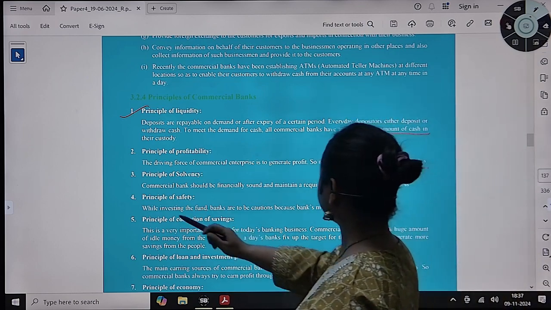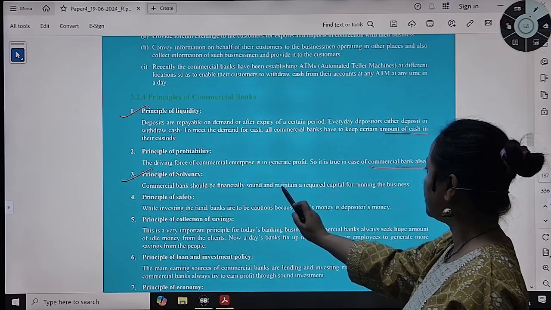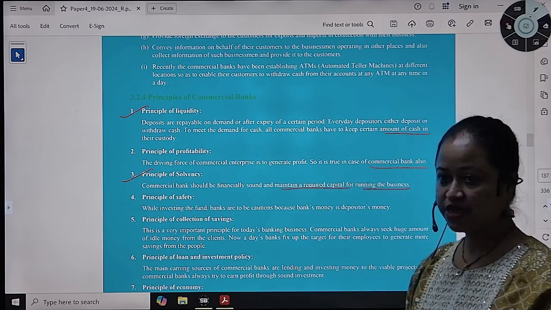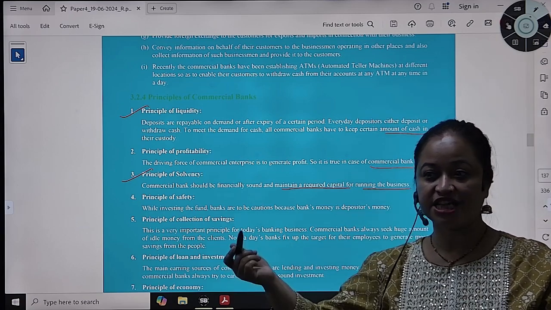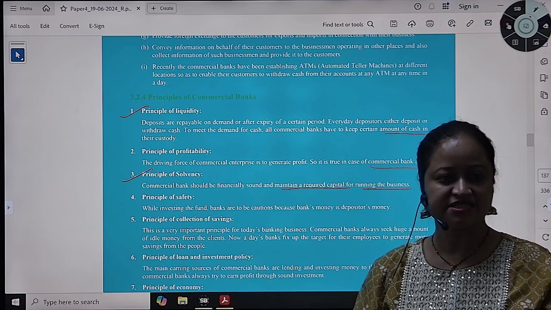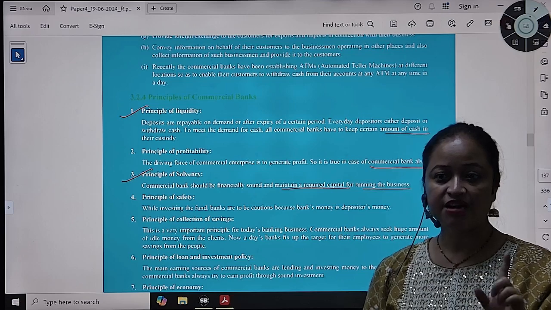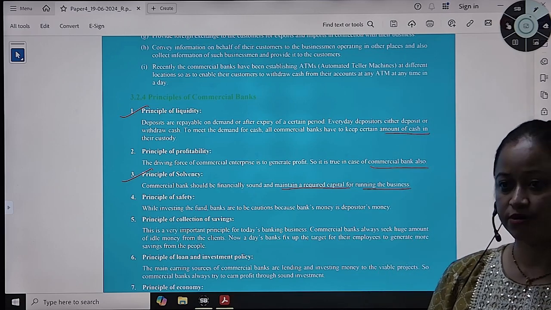Then principle of solvency. Commercial bank should be financially sound, maintain a required capital for running the business, ठीक है? तो सॉल्वेंसी, इंसॉल्वेंसी मतलब क्या? दिवालिया हो गया, इंसॉल्वेंट हो गया, पैसा नहीं है, माइनस में है, ऐसा तो नहीं होना चाहिए। प्रिंसिपल ऑफ सॉल्वेंसी, एवरी बैंक शुड बी फाइनेंशियली साउंड.